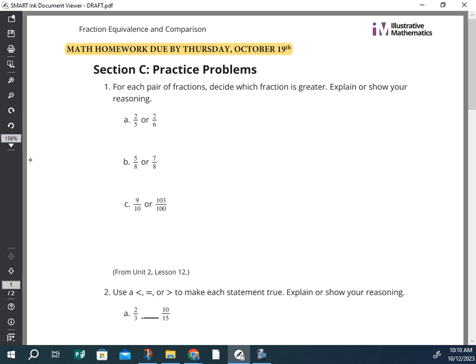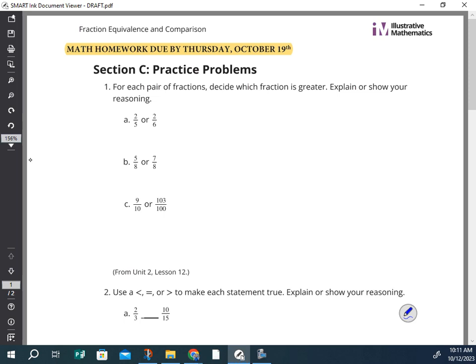Number one, for each pair of fractions, decide which fraction is greater. Explain or show your reasoning. In class, we've been using different strategies to explain our reasoning. We've drawn pictures, we do it mathematically. So I'm looking at that first problem, 2/5 or 2/6.